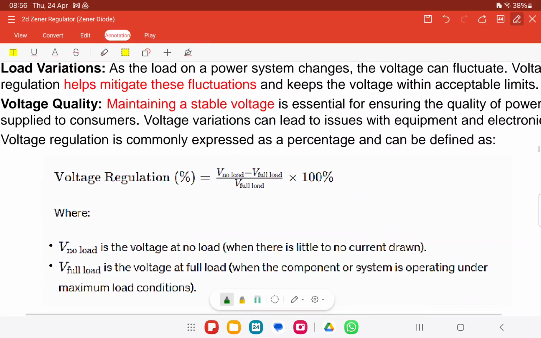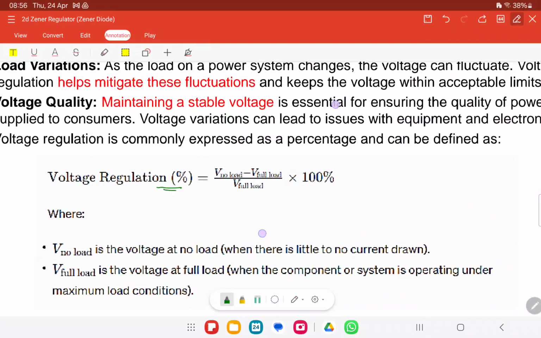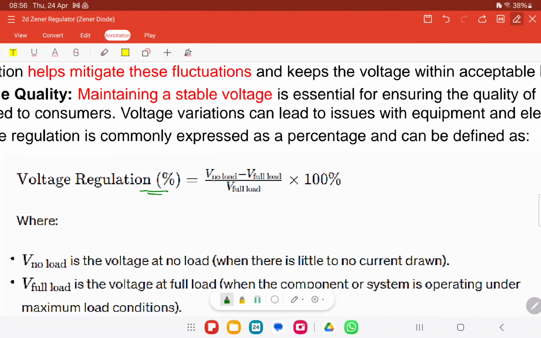Okay. So if we want to get the efficiency of the voltage regulator, we take the no load, or when there is minimum load or no load at all, minus the full load. This is the maximum value of the voltage. This is over the maximum value. Okay. And all of this is multiplied by 100 to get the efficiency of the voltage regulator. If full load minus full load over full load, it will be 0, right? Okay.